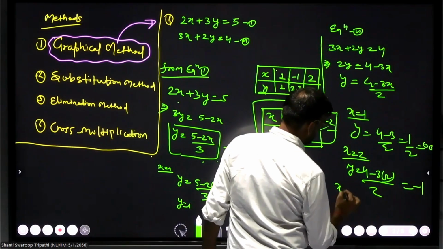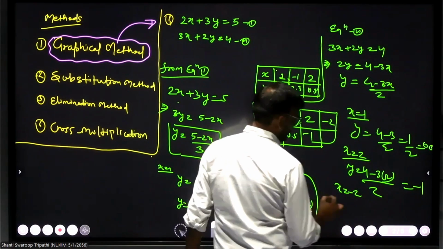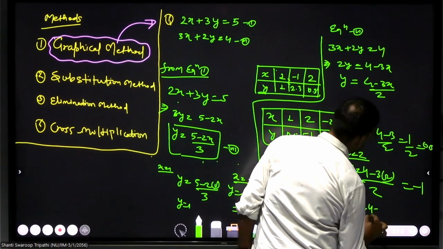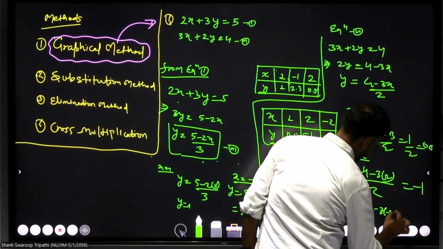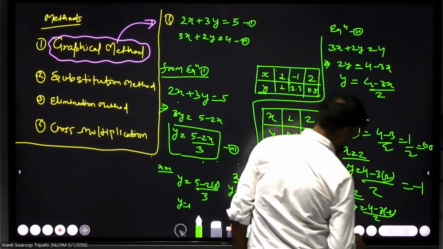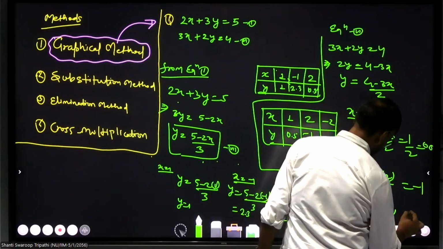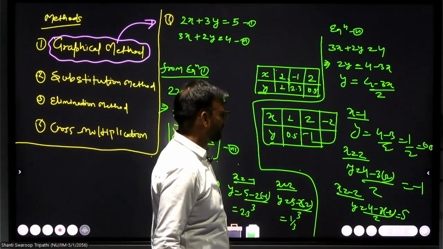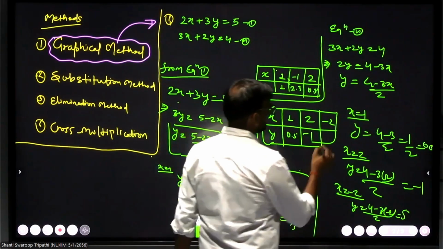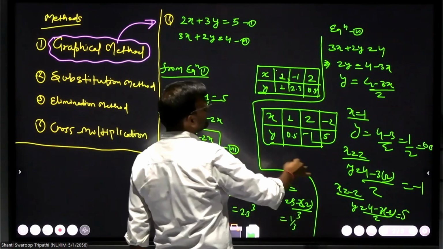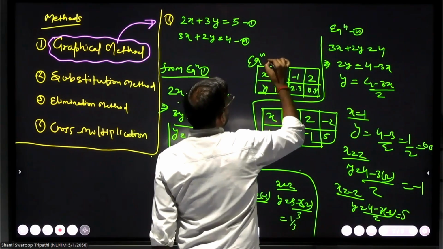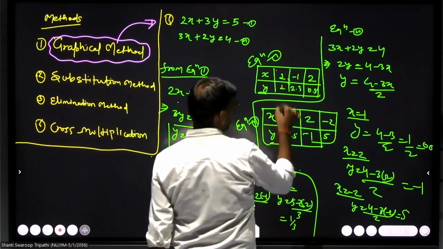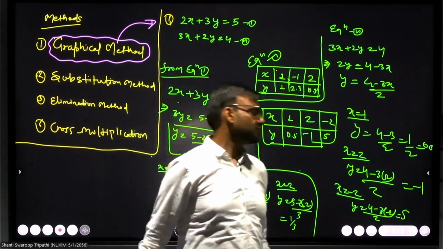And x equal to minus 2 we are putting. So at x equal to minus 2, we are getting y is equal to 4 minus 3 into minus 2 upon 2. This will be minus 6, and this will be 5. Now we have these two tables. This is for equation 1 and this is for equation 2. We are going to get these two tables to plot the graph.